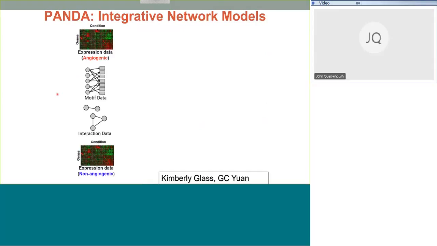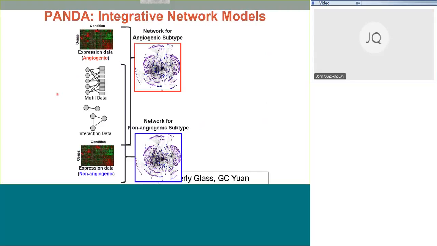We took the motif data to estimate an initial network. We took protein-protein interaction data with the gene expression data, and we built individual network models for each one of the subtypes. Then we compared those networks and their structures, and we asked, what are the differences? This is one of the very first applications of this method to a large-scale biological system.